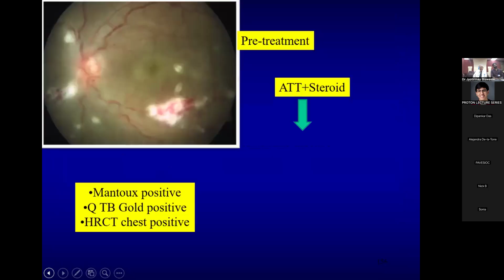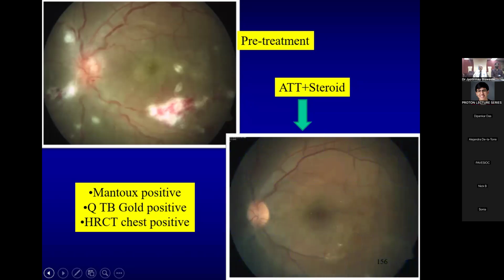And this is a case of infective vasculitis. This is a case of tubercular retinal vasculitis. Mantoux was positive, QuantiFERON Gold positive, HRCT chest was positive for tuberculosis. Signs were seen, and you can see the thick cuffing of the vessels, which is very typical for tubercular retinal vasculitis. And this patient responded elegantly to antitubercular treatment and steroid.